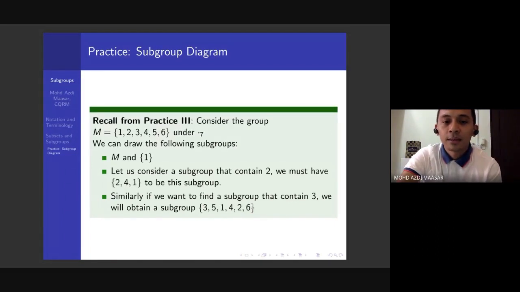Okay, so this is the subgroup that contains 3. So I want you to continue with the groups, with the rest of the subgroups. Okay, with the rest of the subgroups, and as a practice, we will draw the subgroup diagram on your future.